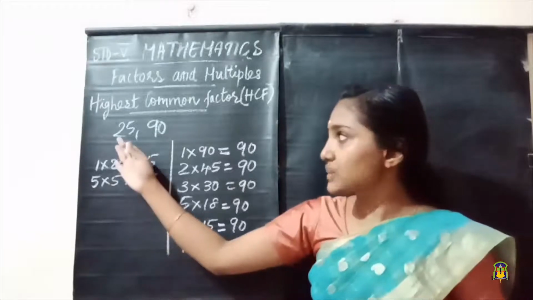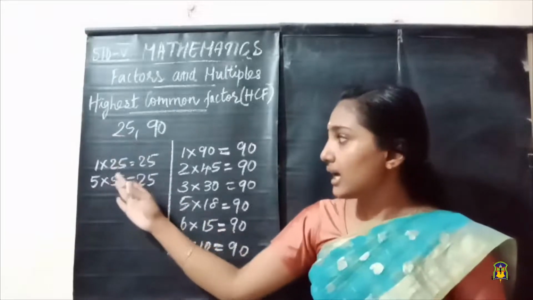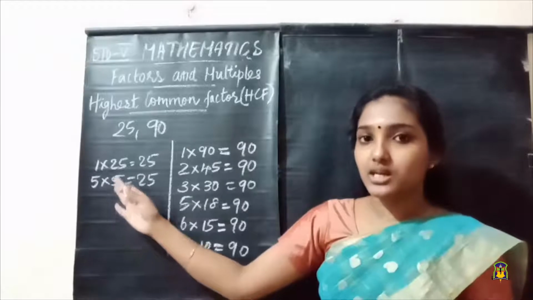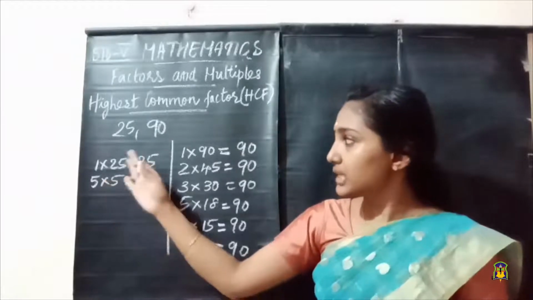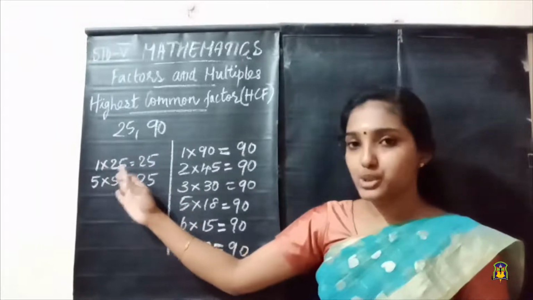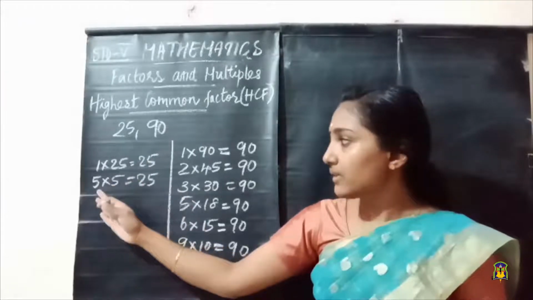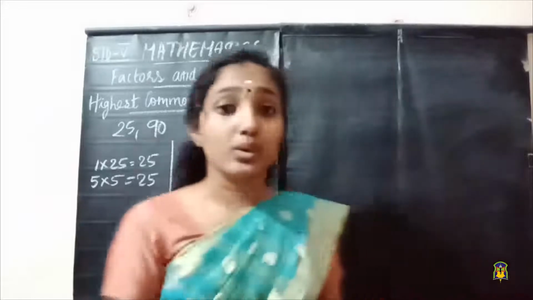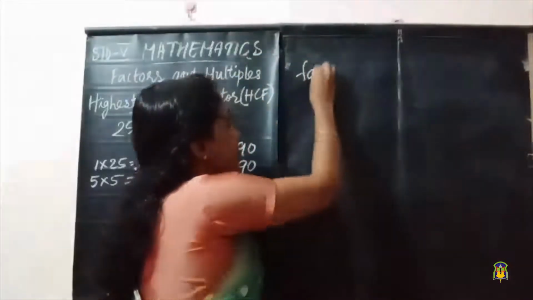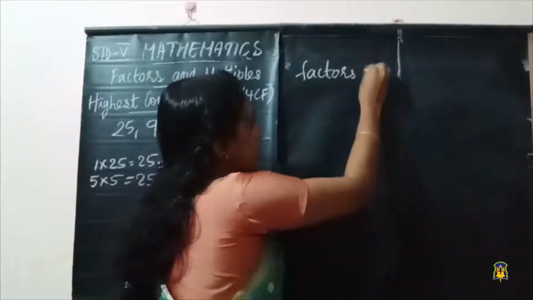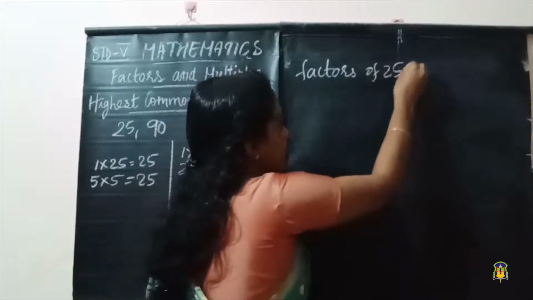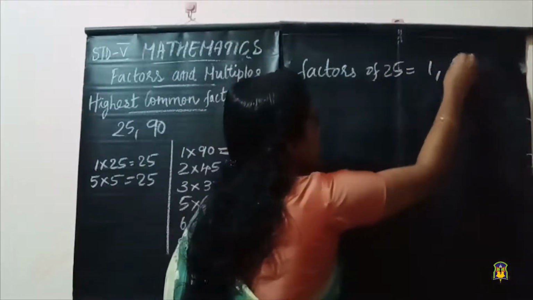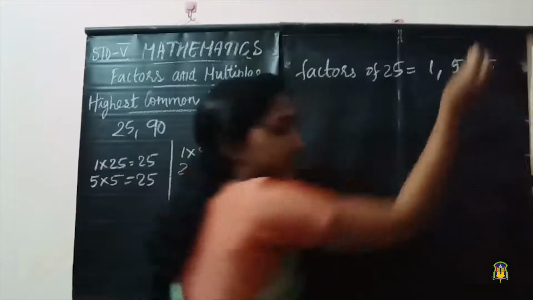So here first we are taking the number 25, and the pairs of numbers which give the product 25 are 1 into 25 is equal to 25, then 5 into 5 is equal to 25. So now we can write the factors of 25. The factors of 25 are 1, 5 and 25.